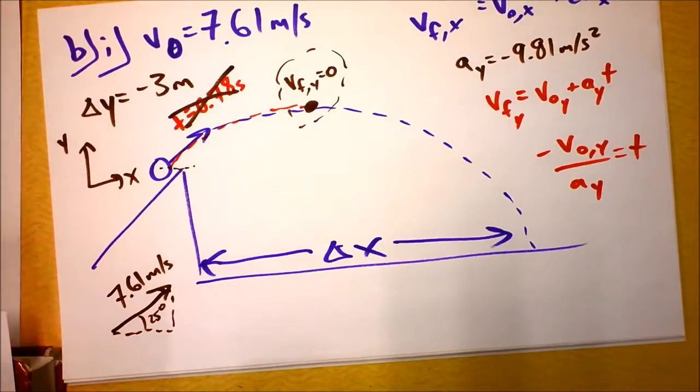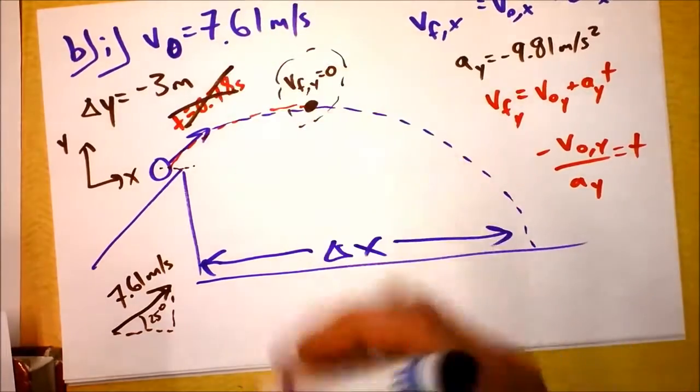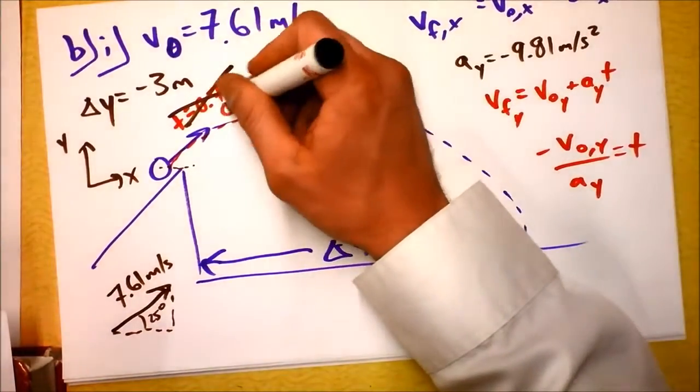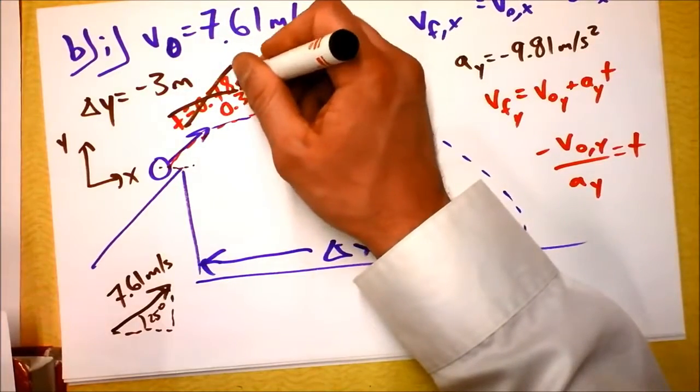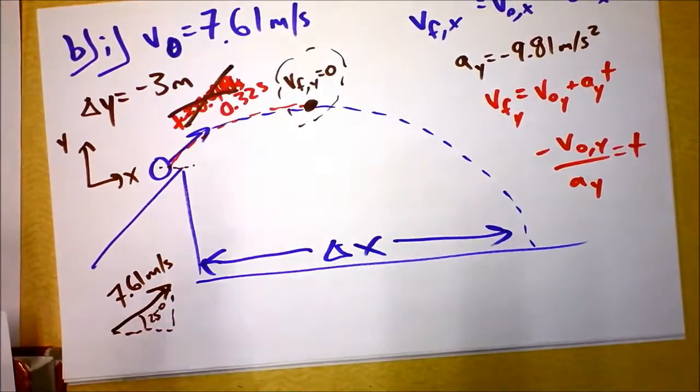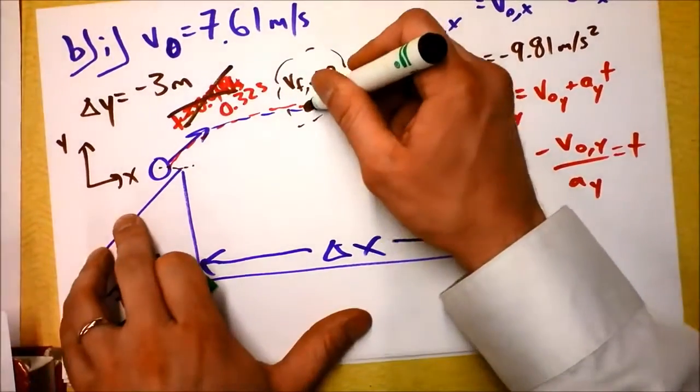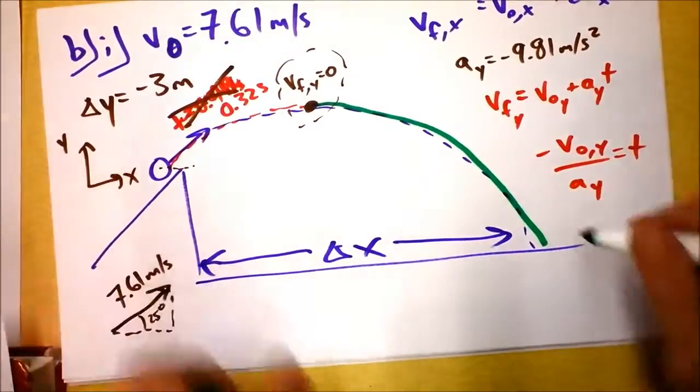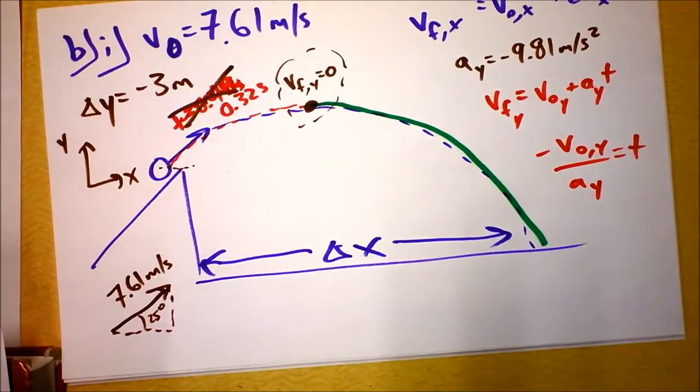What's this time? You know the time? 0.32. 0.32 seconds. We have a new time coming in at 0.32 seconds. Now, how long does it take to go from the tip top to the ground? I think you did it again. What equation am I going to use? Use the same one. Same equation.